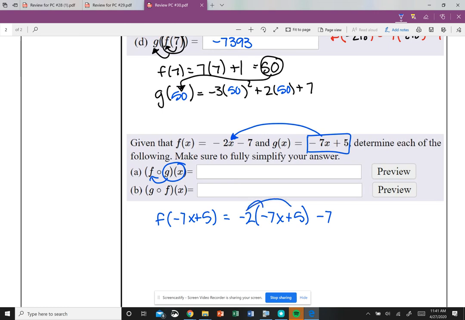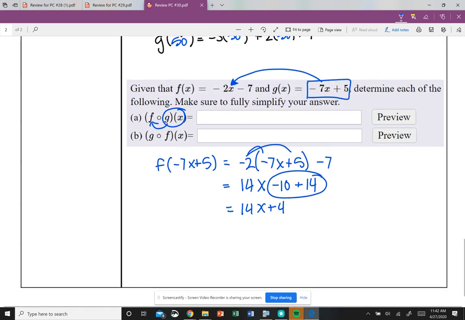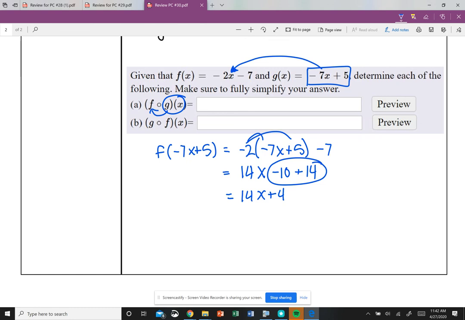So then I distribute that -2. And I get 14x. -2 times 5 is -10. -2 times -7 is a positive 14. So now I combine like terms. And I have 14x, -10 plus 14 is a positive 4. So f of g of x is 14x plus 4.